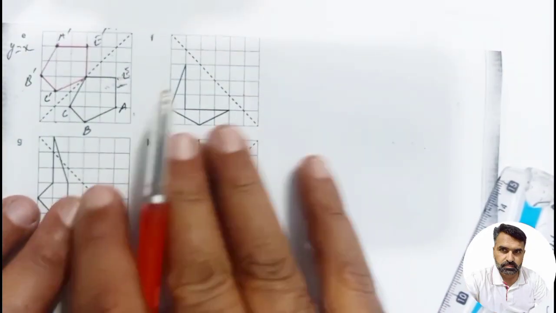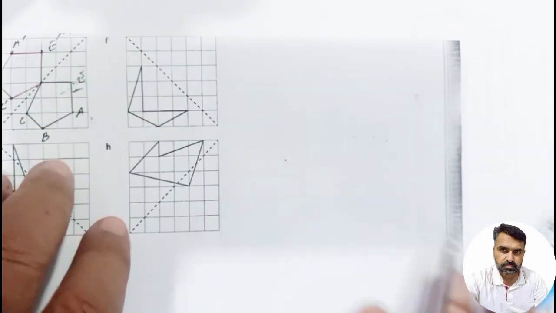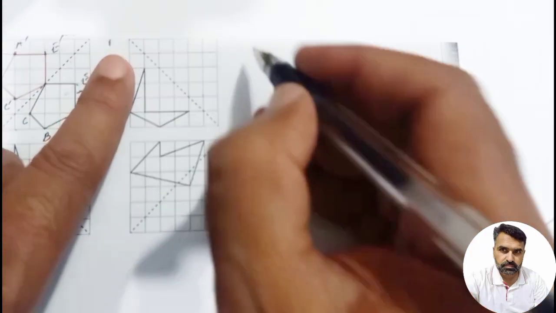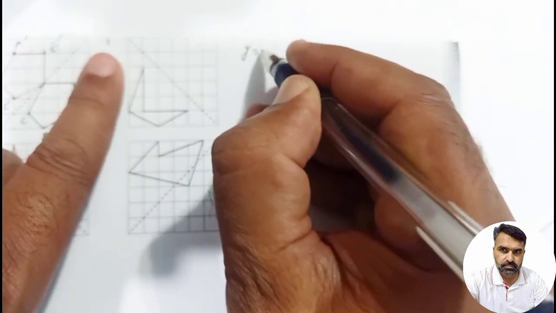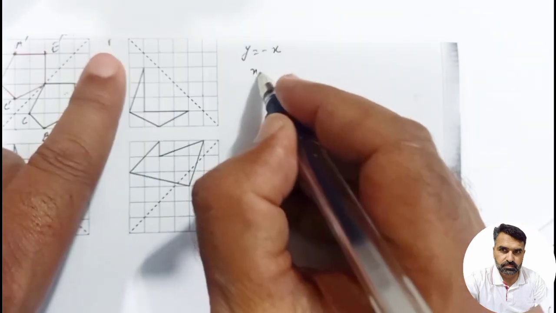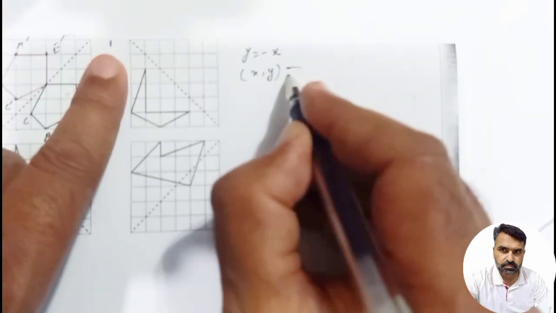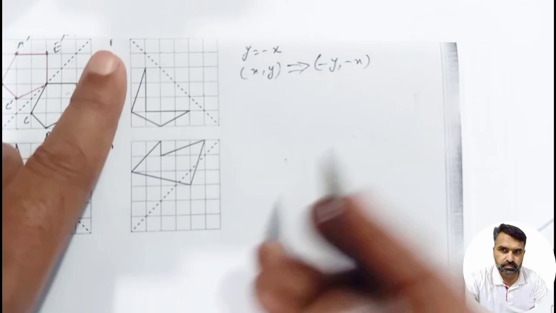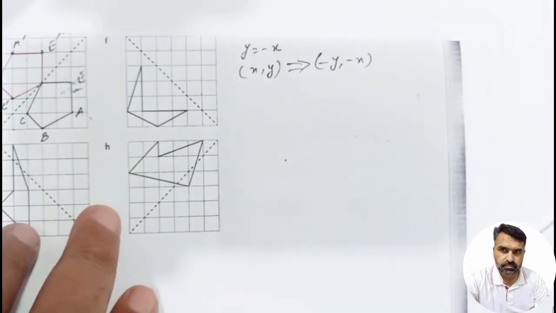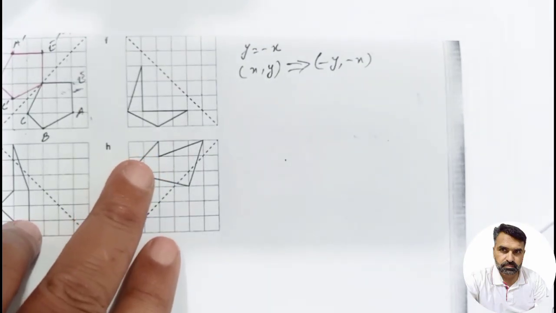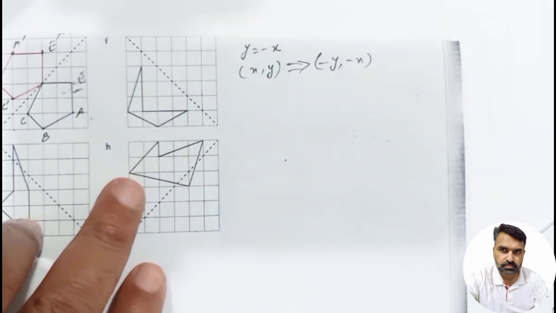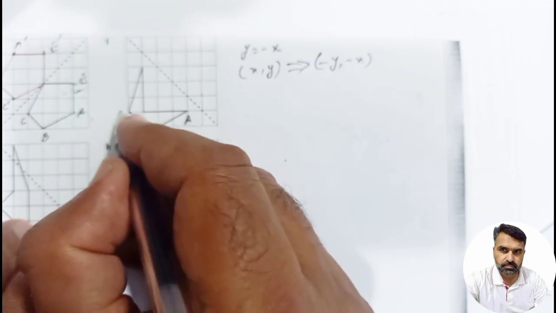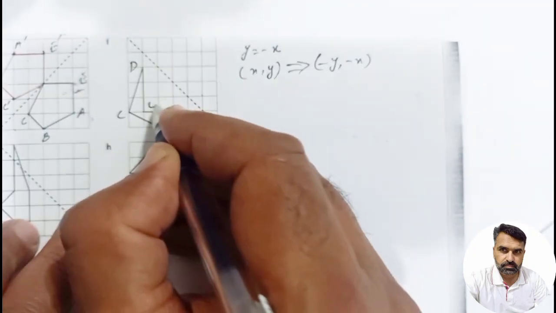Now students, look at F part, and in F part the line is moving left to right downward, so the equation will be y is equal to minus x. So (x, y) will be changed into (-y, -x). Now students, I name the coordinates as A, B, C, D and E.